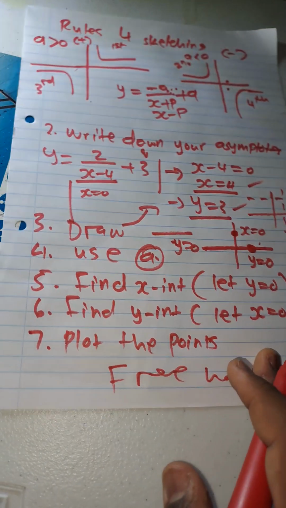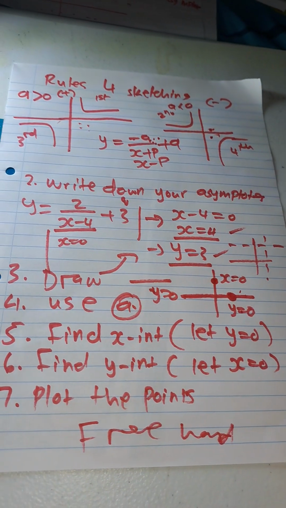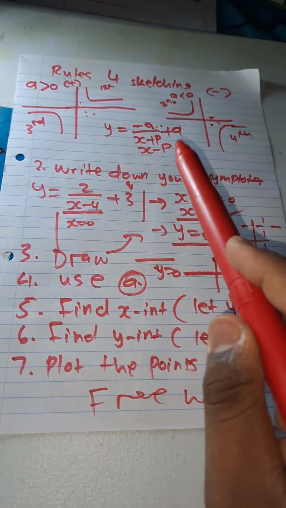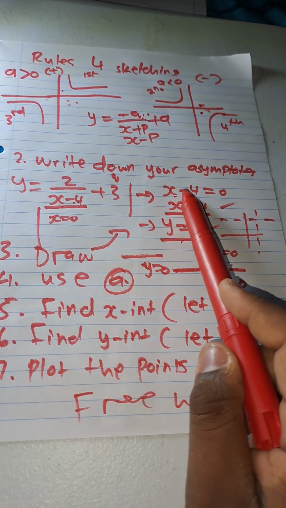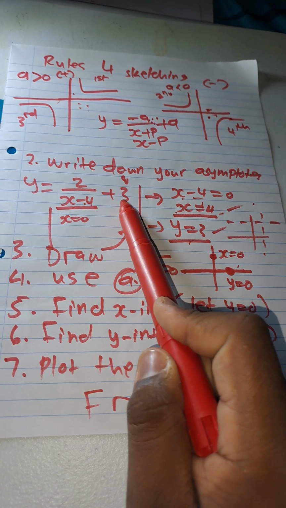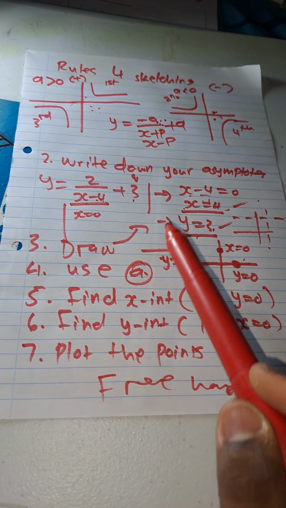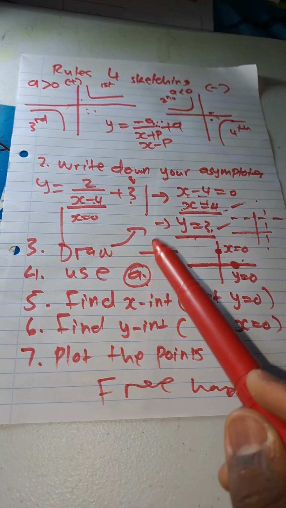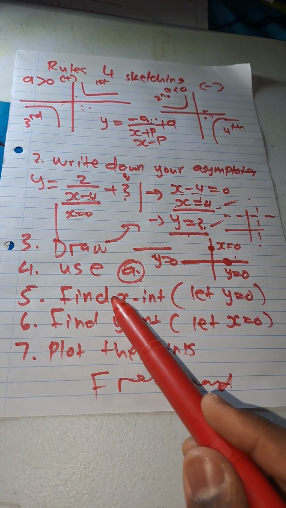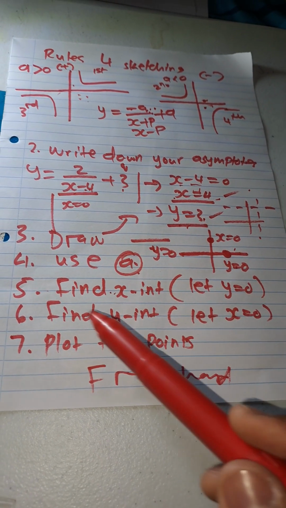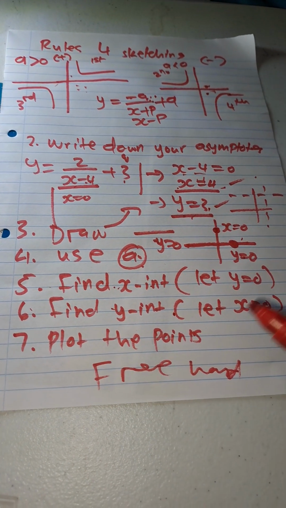Okay, so let's check an example. I hope you understood me. So rules for sketching. Number 1, these are the 2 types of graphs, the positive one and the negative one. Number 2, write down your asymptotes. This is how you must write it. If I have x minus 4 there, it will be x minus 4 is equal to 0, then my x is equal to 4. If I have 3 there, my y asymptote is 3. And then you draw your asymptotes in the graph. Number 4, you use your a to determine the 2 quadrants where your graph will be drawn. Number 5, you find your x-intercept, whereby you let y is equal to 0. Number 6, you find your y-intercept, whereby x is equal to 0. And then number 7, you plot the points using freehand.